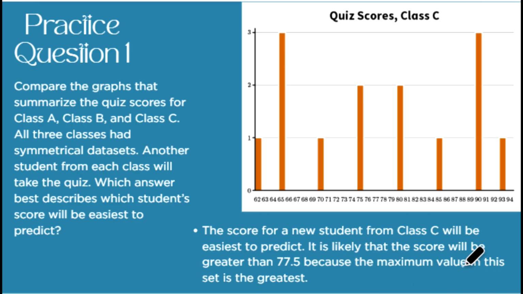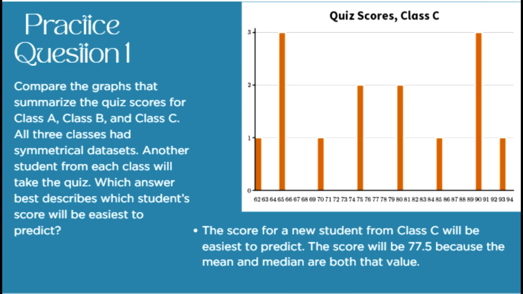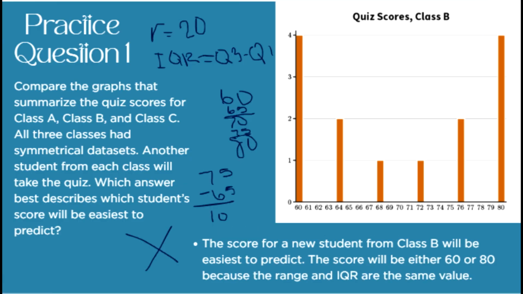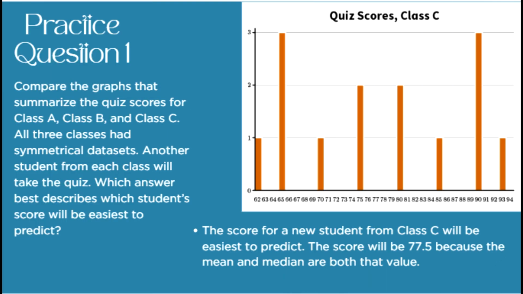It says the maximum value in this set is the greatest. So somebody scored between 93 and 94 in this. Let's come back here and see what the other high scores are. This is in the 70s. Are we dealing with Class C? Yes. Okay, which is going to give us our 93-ish. And then this one has something in the 80s. So it is the highest score, so that could possibly be right.